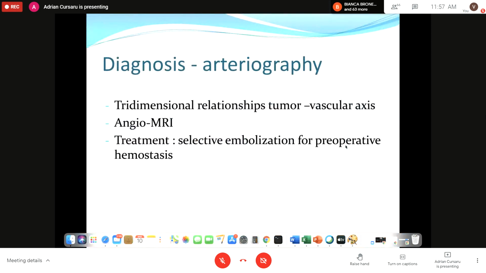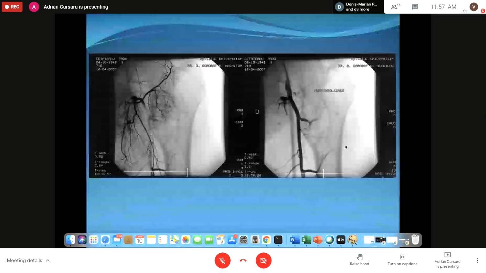Another investigation that we are using is arteriography. It is an investigation, and it is for treatment too. Why? It is very important because we can make selective embolization for preoperative hemostasis. That's an image of arteriography.